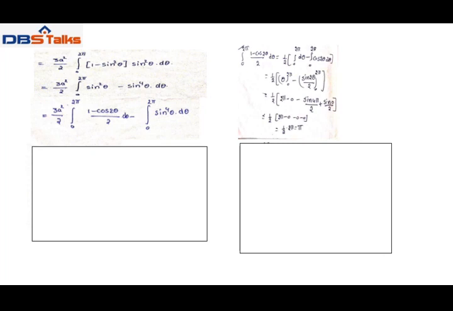First, to find ∫ from 0 to 2π (1 − cos2θ)/2 dθ, this equals 1/2, then separating the two integrals, 1/2 [∫ from 0 to 2π dθ − ∫ from 0 to 2π cos2θ dθ]. The first integration is θ with the limits 0 to 2π, minus the second integration, sin2θ/2 with the limits 0 to 2π.